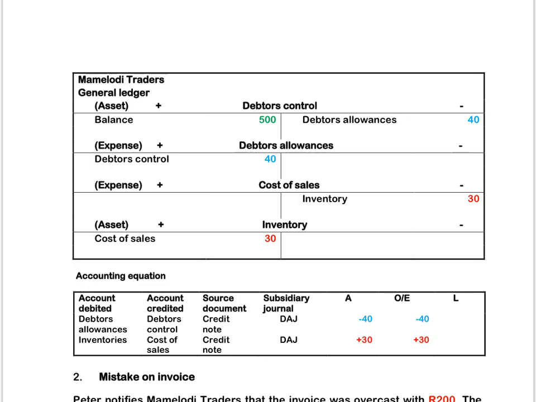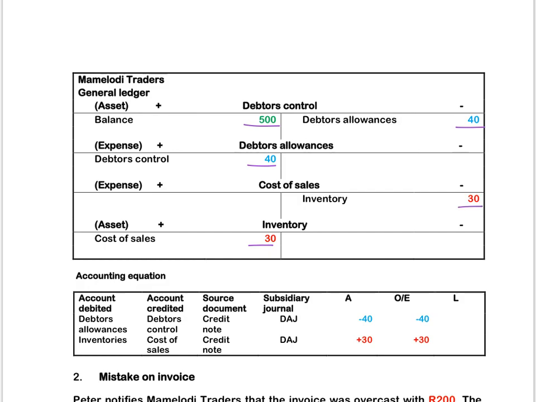The debtors control had a balance of 500. Assets always have debit balances. You will credit the debtors control to decrease this asset because they don't owe the sales price of 40 Rand anymore, and you will debit debtors allowances with 40 Rand to decrease your profits. Inventory will be increased with a cost price of 30 Rand because the inventory is put back into the business, and cost of sales, the expense will decrease on the credit side.